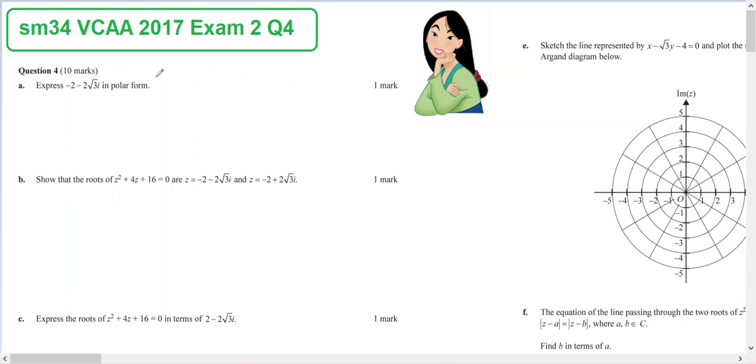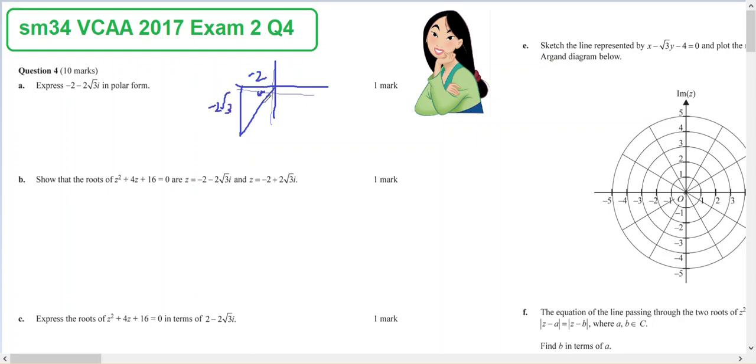Okay, so this is question number 4, the complex number question. In part A, express -2 minus 2 root 3i in polar form. So we're going to be down here, at -2 root 3.